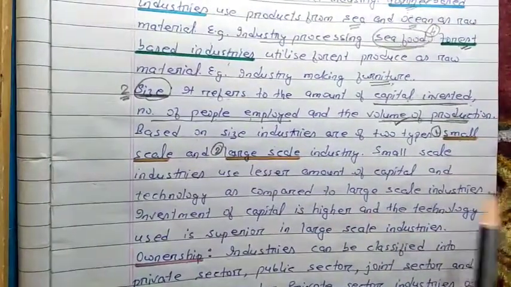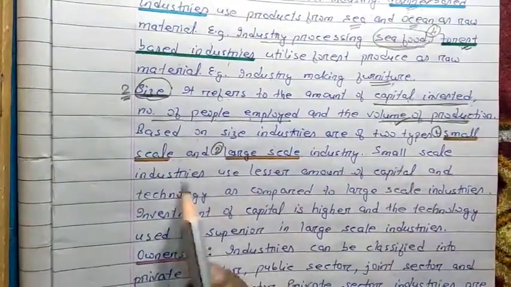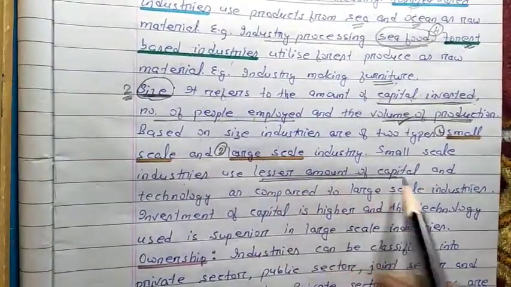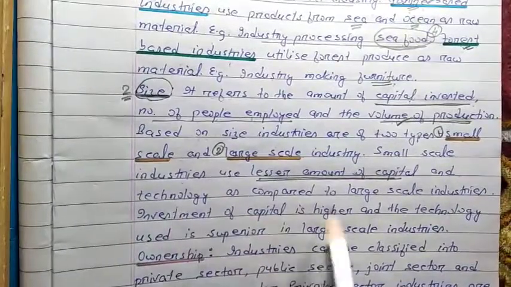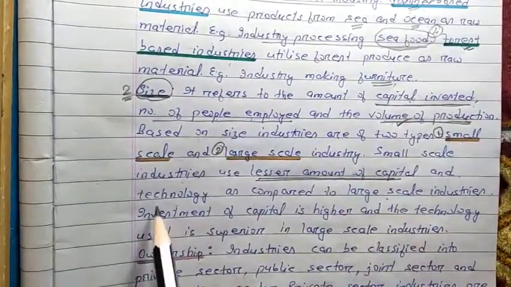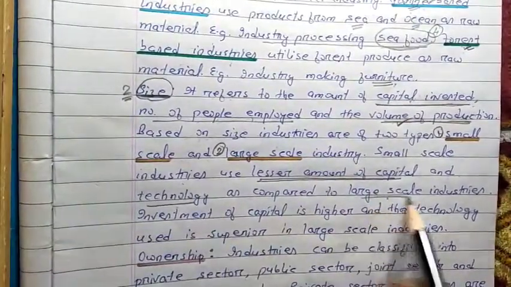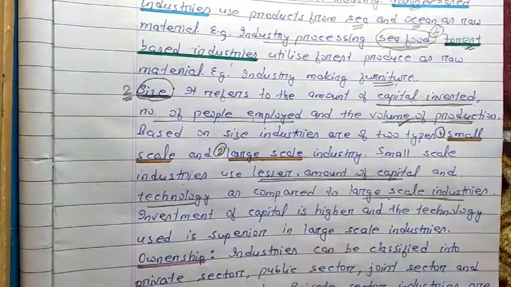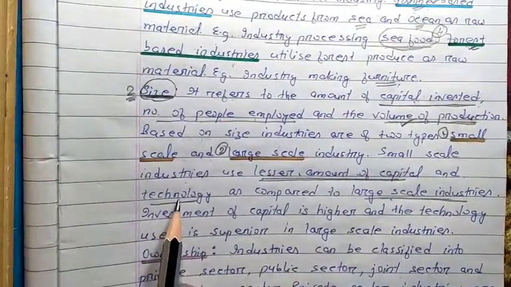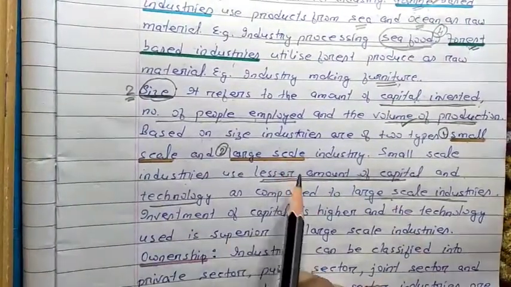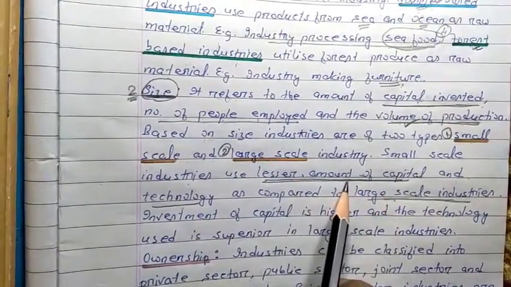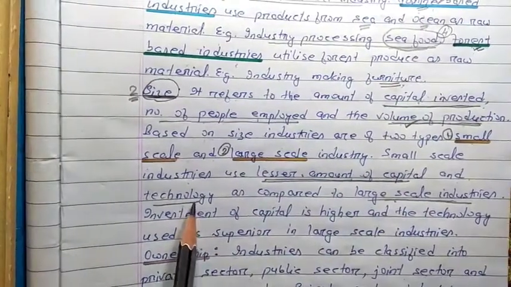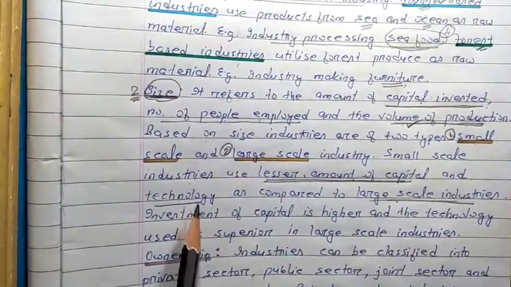It is written here, see. Small scale industries use a lesser amount of capital, less money, and technology as compared to large scale industries. We can say the large scale industries invest more capital, as well as their level of technology is higher. But small scale industries, their amount of capital invested is less, and their technology used is also not that much higher.